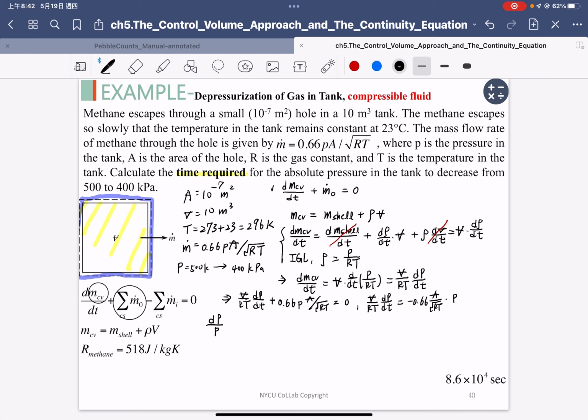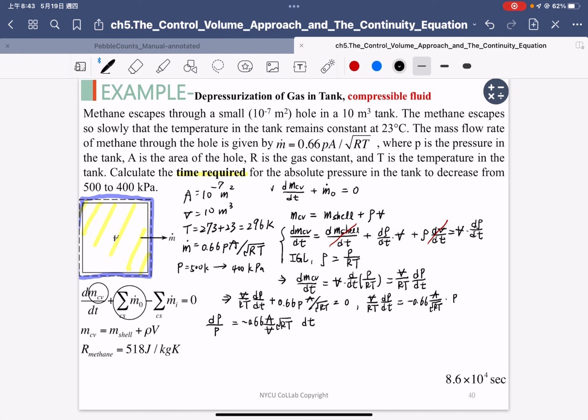That gives dP divided by P on the left. On the right-hand side, we combine all of the constant values together, so we have the total area divided by the total volume, and the RT divided by root RT equals root RT here. And then we have dt.